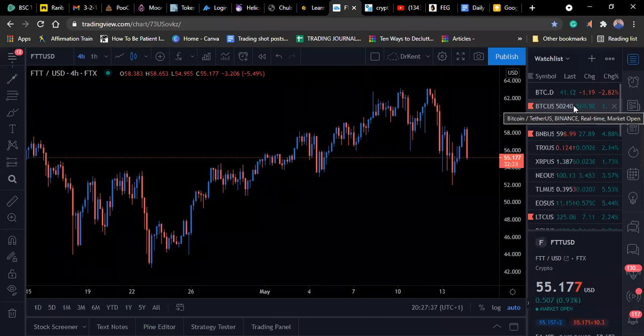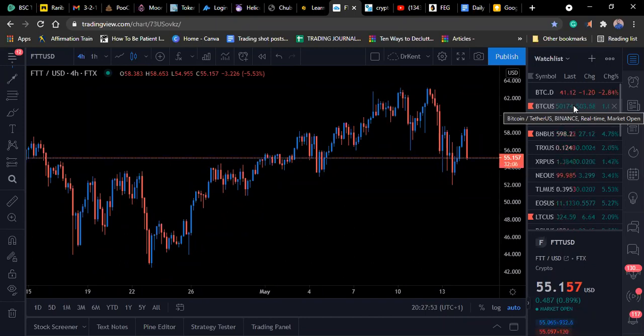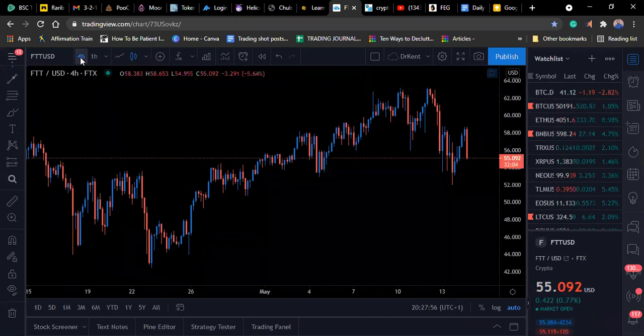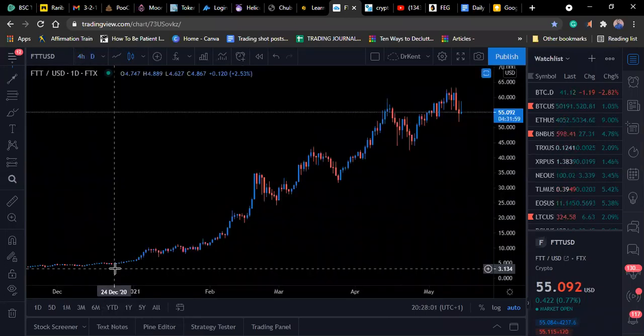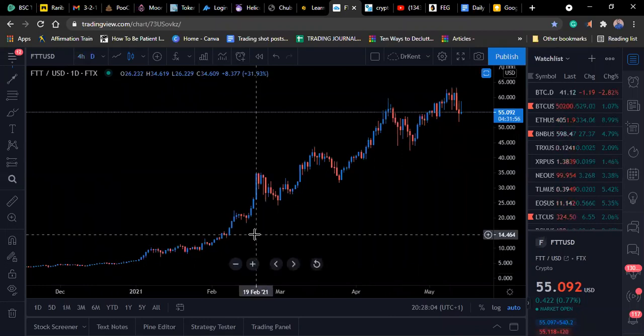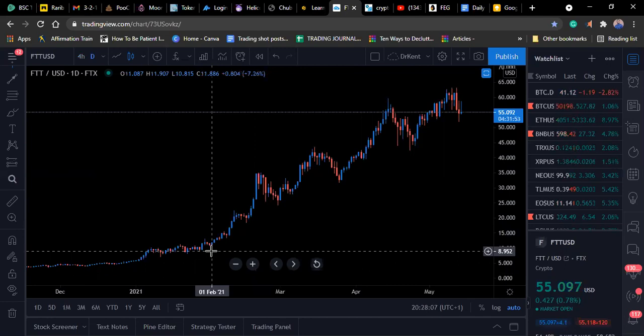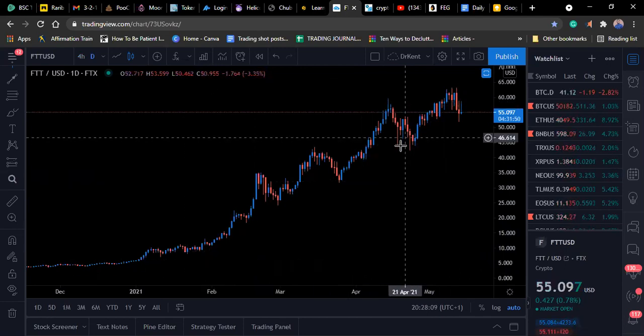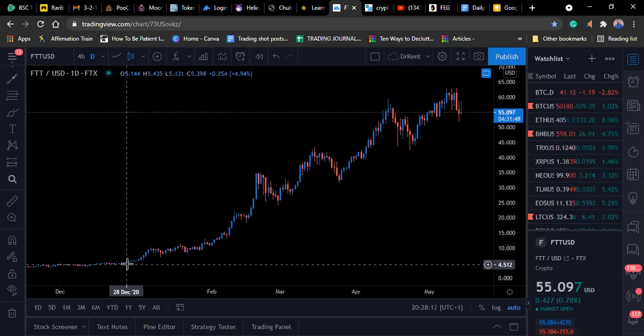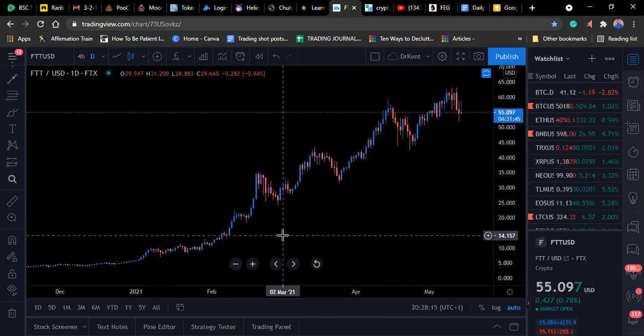If your trading strategy says check your chart every 1 hour, it means you're trading on the 1 hour time frame. If your trading strategy says check your chart every 4 hours, it means you're trading on the 4 hour time frame. If your trading strategy is to trade on the daily, it means you will not check your chart until the close of the daily candle. And the daily candle closes around 1 p.m. at night. So this is the daily candle of FTT. You can see how it moved since January. So that's how to create a watch list.